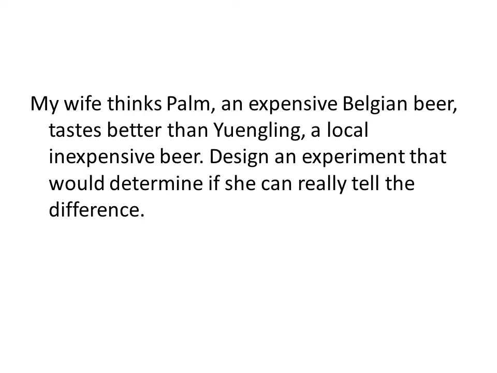So your experiment would be to set up a pair of cups of beer, 1 Palm, 1 Yingling. She tastes each one in a little sip, and then decides which one is the Palm, and you record the data. She doesn't know which is the Palm, but you do. And then do that, say, 20 times. So the 2 groups are, one is Palm, one is Yingling, and you repeat the experiment 20 times.